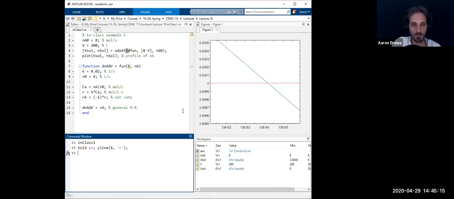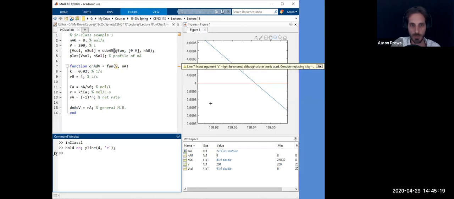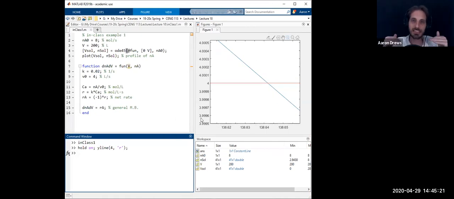Another way that I could figure out how far I have to go in order to get 50% conversion with an output like this. Remember, what I'm getting out is a set of data, right? I'm getting a list of V values and I'm getting a list of N sub A values. And so I could look directly at that list and try to find out where the two intersect.